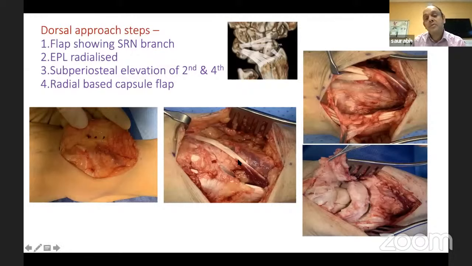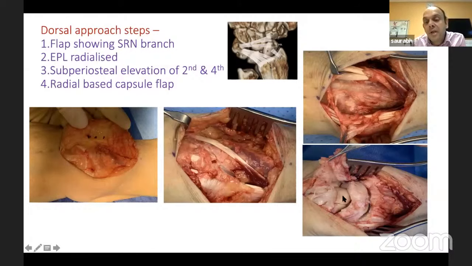Then the second step is to go through the retinaculum. I will find my EPL and take it out of its compartment. Obviously that's the thumb area, so you radialize your EPL. Then in this operative picture, these are the second extensor compartment and fourth extensor compartment. Subperiosteally elevate them. As you can clearly see, the sheath is there around the tendons, so that when we repair the retinaculum in the end, it will not tether and will glide smoothly. Once I've done that, that's my second step.